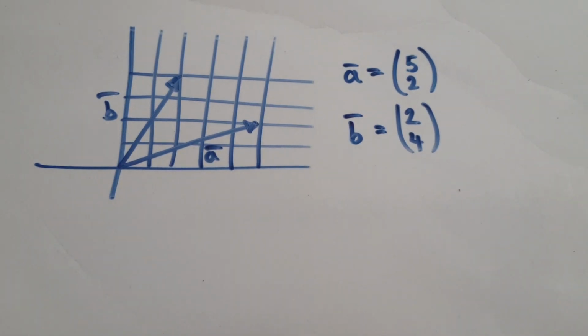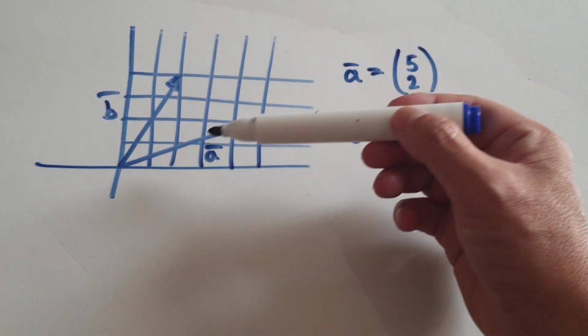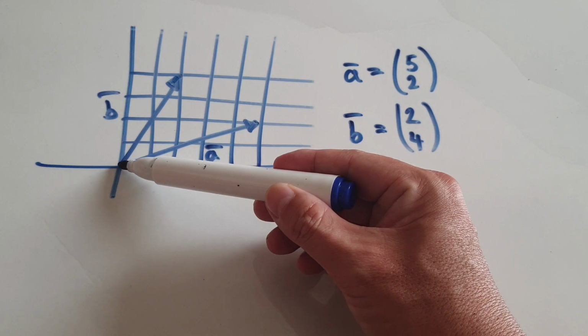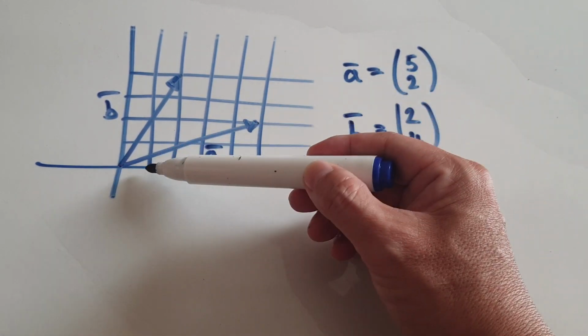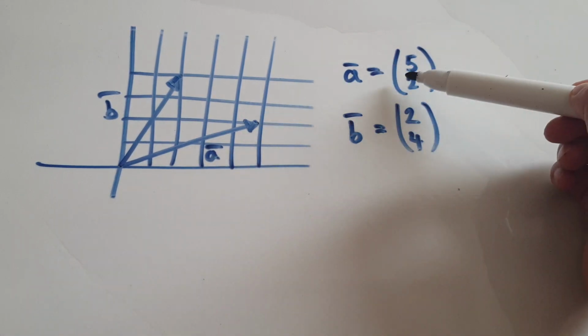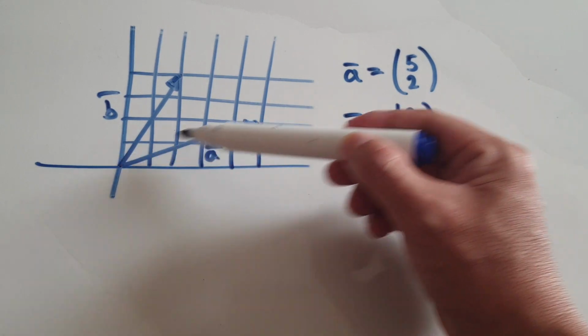Let me give you a quick introduction to vectors. Vectors are a way to communicate the movement from one place to another. For example, to travel from here to here would mean you would have to move across by 5, 1, 2, 3, 4, 5, and then 2 up. So the vector describes the movement from one place to another.